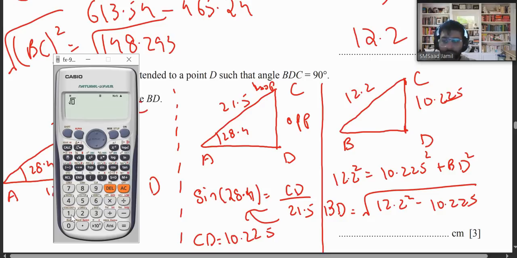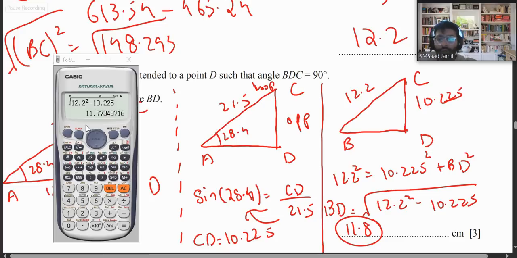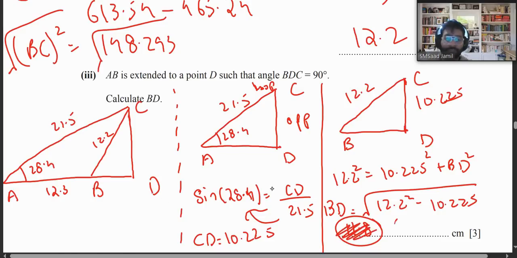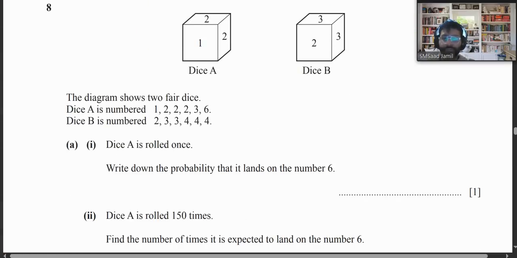Now, 12.2 squared minus 10.225 squared. So I get 11.773, so 11.8. Okay, again, before I made a mistake again. Square, guys. Sorry, it's not 11.8. It's 6.655. Every time I forget to write the square, you guys don't do that mistake. Okay. Next question. Question number 8.